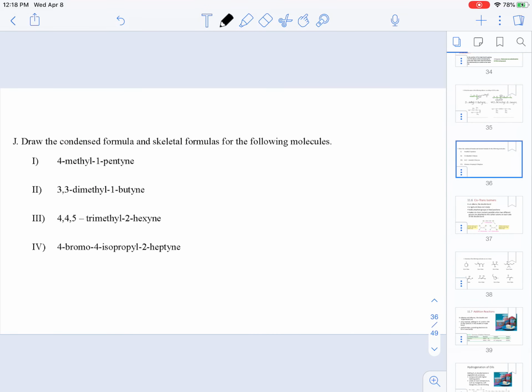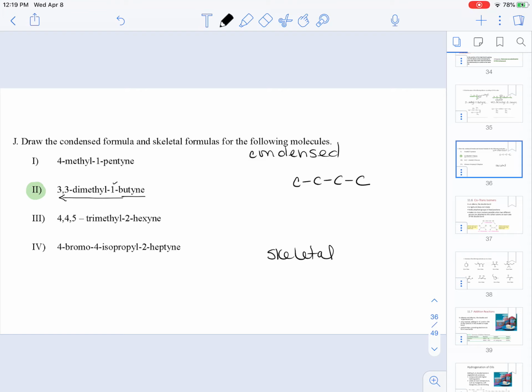Let's do an example in which, given the name, we have to draw the condensed and the skeletal formula. In order to do this, I am going to be doing Roman numeral 2. So, when it comes to the condensed structure, again, we're starting from the last word and we're working our way towards the beginning. So, butane means that we have 4 carbons in a row.